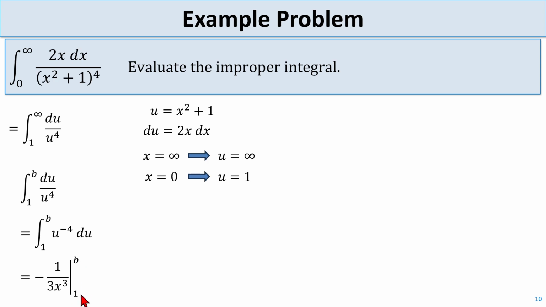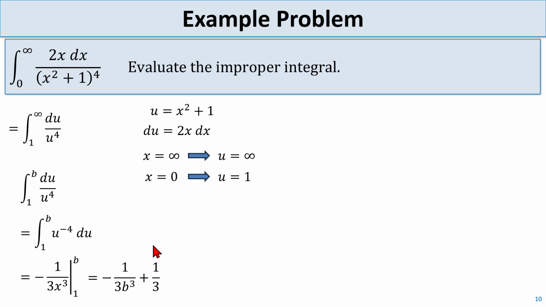We need to evaluate this from 1 to b. So as usual, we just do the top minus bottom. Plug in the b, minus what I get when I plug in the 1. When I plug in the 1, it's minus minus, turning into this plus.